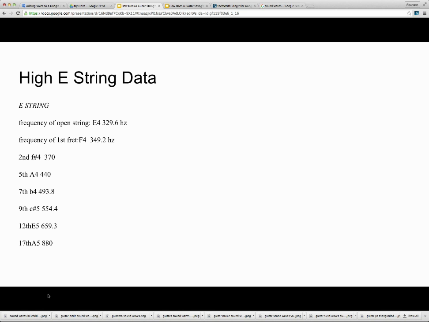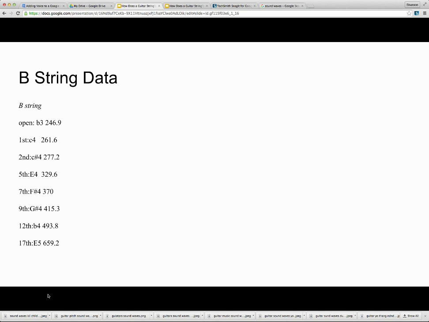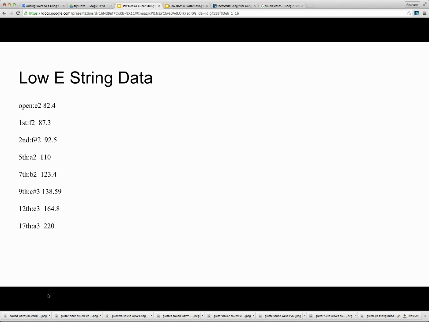Here's the data from the high E string. So this shows the fret and the frequency. And again, if you need to look at it closer, you can pause at any one of these slides. We'll be going through them fairly quickly. Here's the B string data, the G string data, D string data, A string data, and the lower E string data.